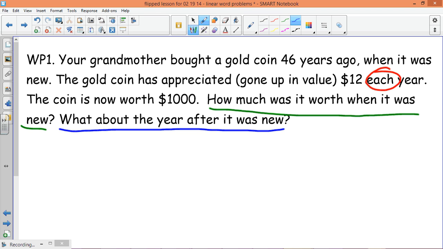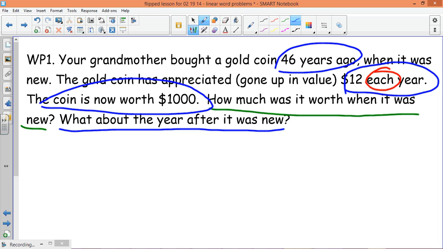Your grandmother bought a gold coin 46 years ago. So there's one piece of information I have right now. And it was new at that point. The gold coin has appreciated, gone up in value, $12 each year. The coin is now worth $1,000. This is enough information for me to fill out my easiest form of an equation, y = mx + b.